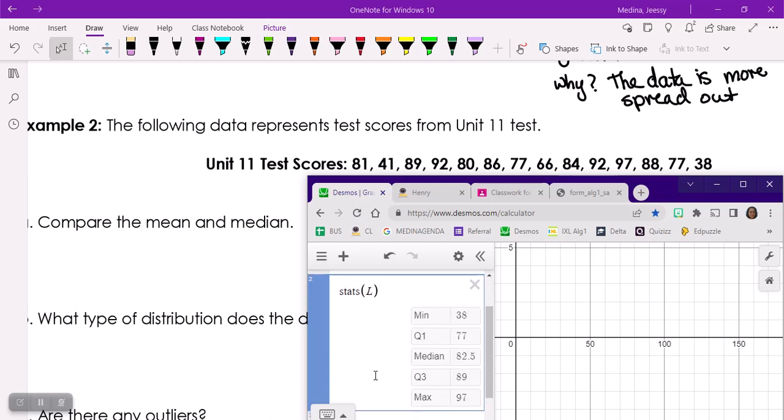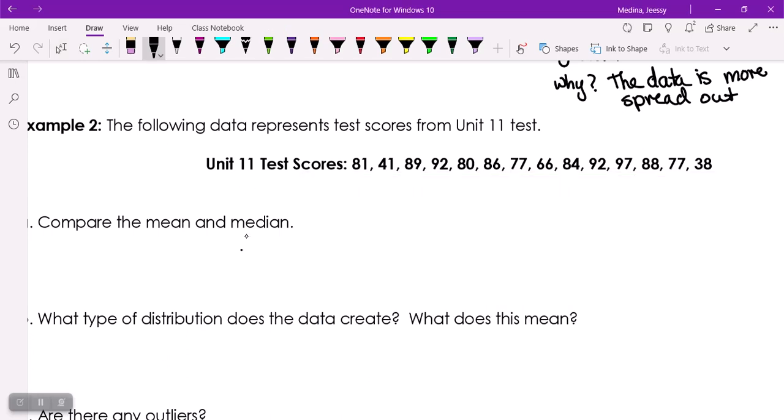It gives me the median, but it does not give me the mean. All right, so the median is 82.5. So how am I going to get the mean?